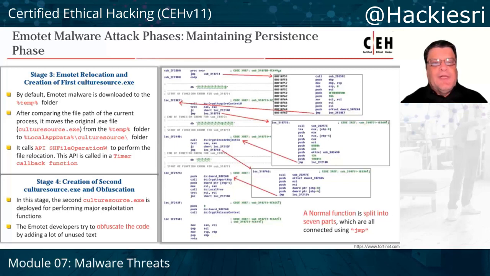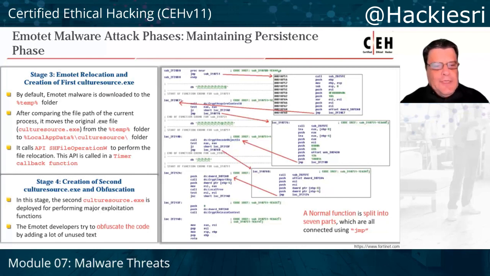By default, Emotet malware is downloaded to the %temp% folder. After comparing the file path of the current process, it moves the original .exe file, which is culture source.exe, from the %temp% folder to the %localappdata%\culture source folder. It calls the API SHFileOperationW to perform file relocation. This API is called in a timer callback function.